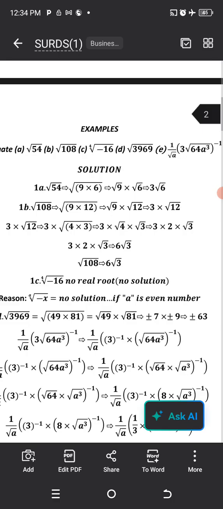So now let's see the square root of 54. Anything can give you 54, like 9 times 6, or 18 times 3, or 27 times 2. Anyway you manipulate it, you will definitely arrive at the same answer. You get it now? But the reason why I go directly to 9 times 6 is because I know that 6 is a surd.